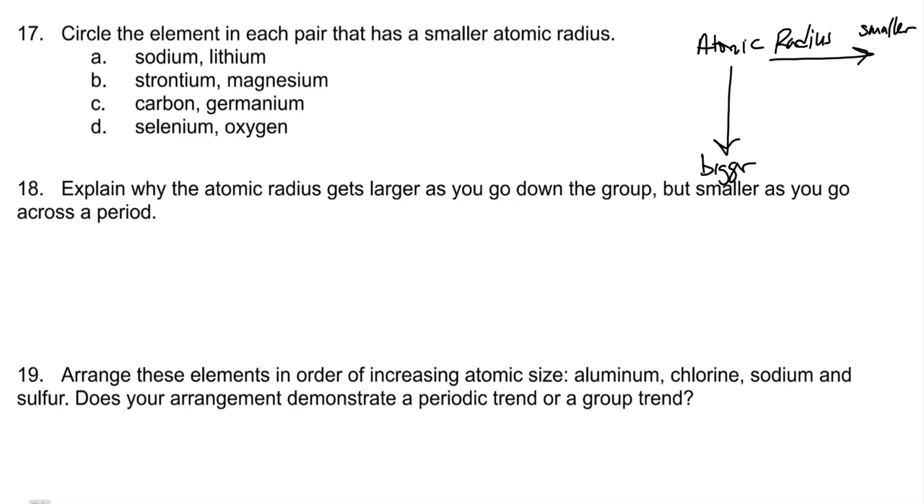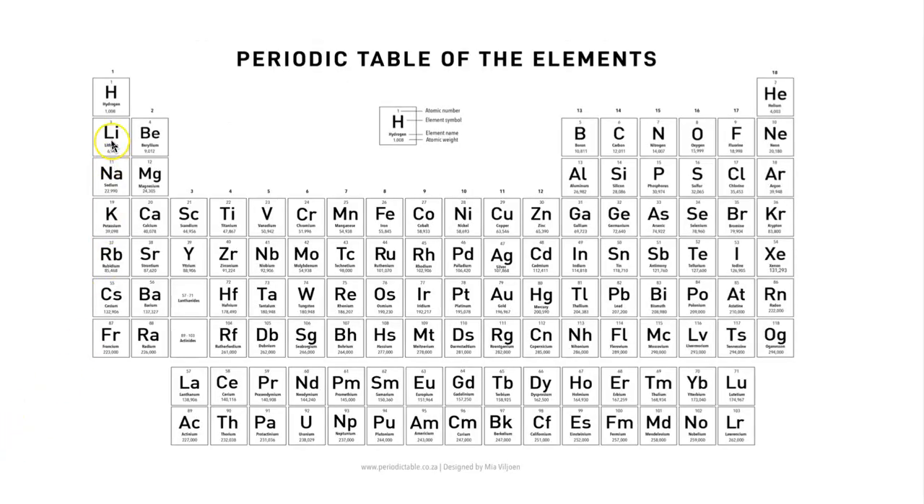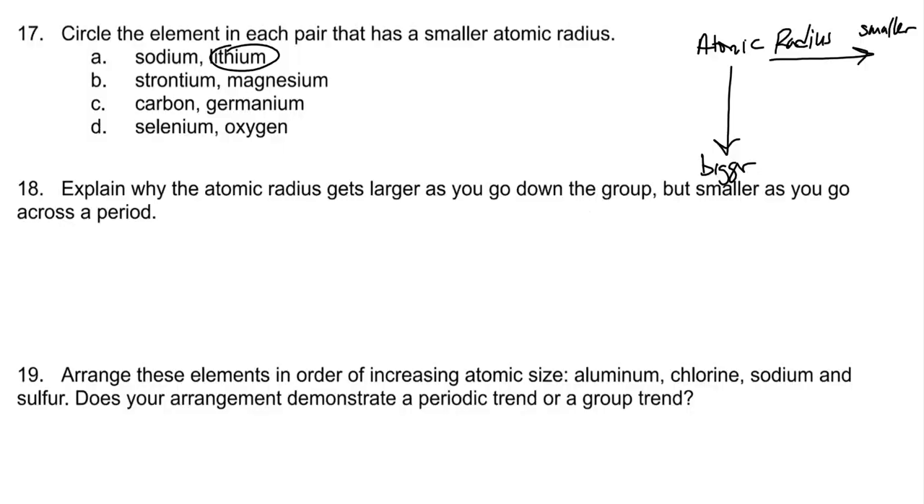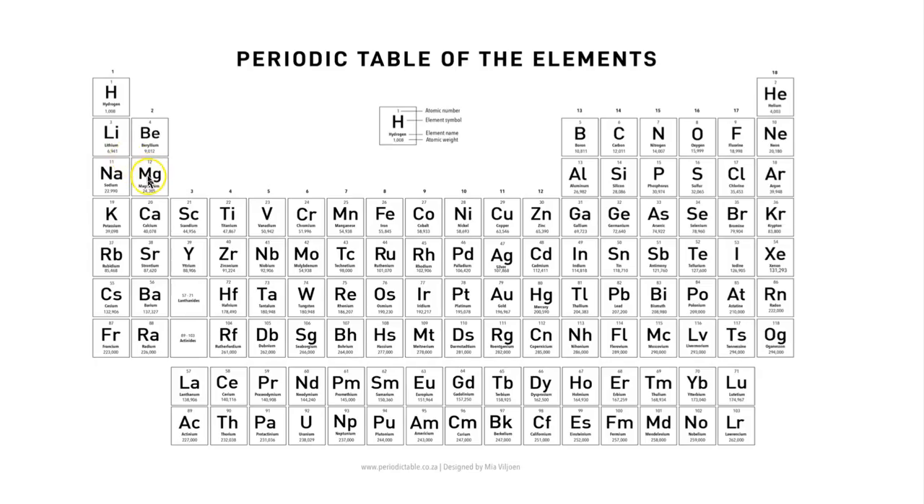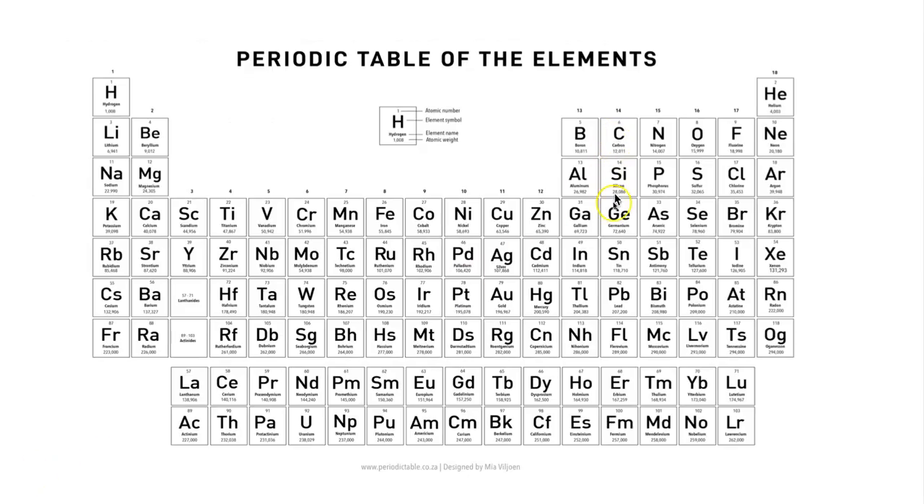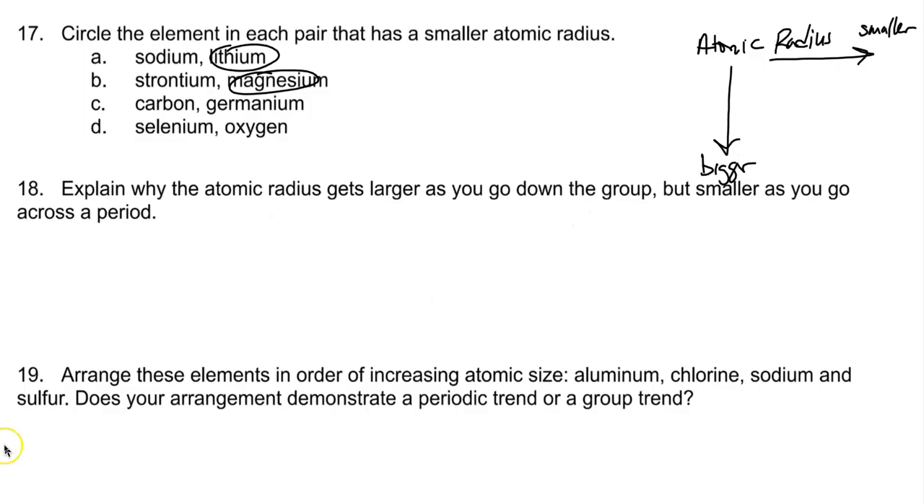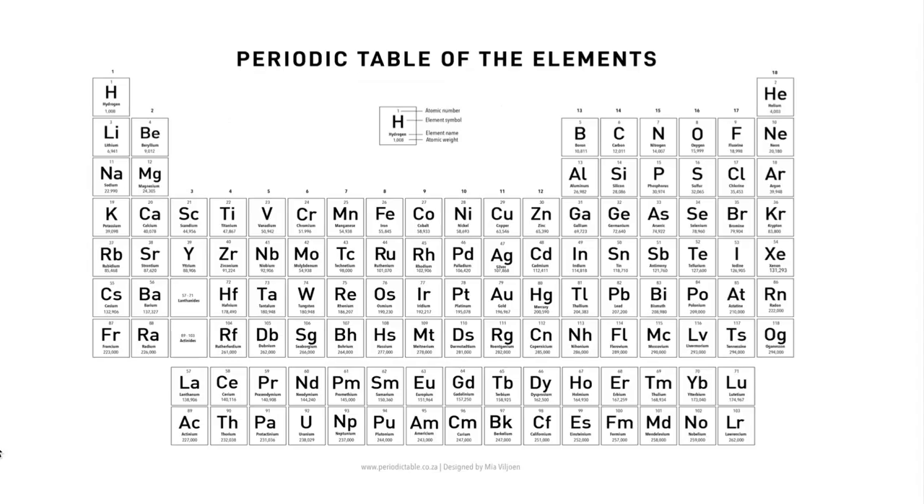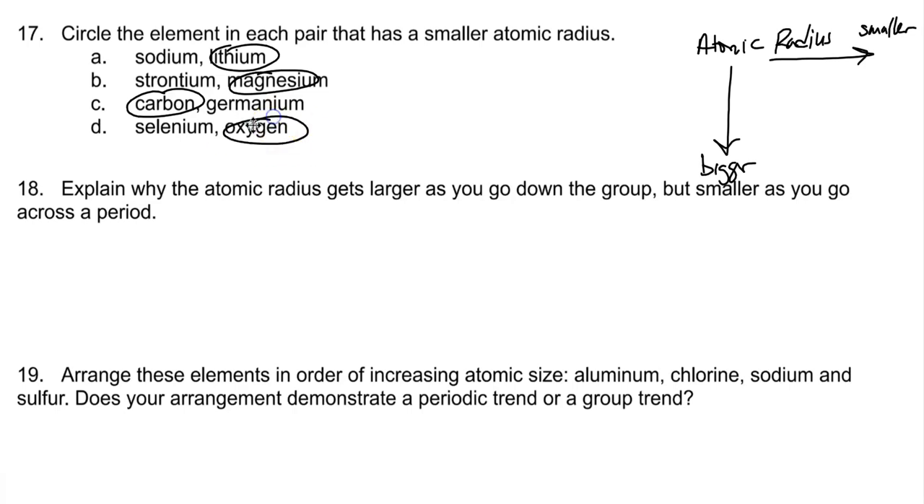So which one has a smaller radius out of these two? Well, sodium or lithium, it's going to be lithium, because lithium is further up the table. Lithium has 2 rings, where sodium has 3 rings. Strontium or magnesium, it's going to be magnesium. Once again, magnesium has 2, strontium has 5 rings, so magnesium is smaller. Carbon or germanium, same thing. Carbon is smaller, it has 2 rings, germanium has 4. Selenium and oxygen, it's going to be oxygen. Oxygen has 2 rings, selenium has 4, so oxygen is the smaller of those.